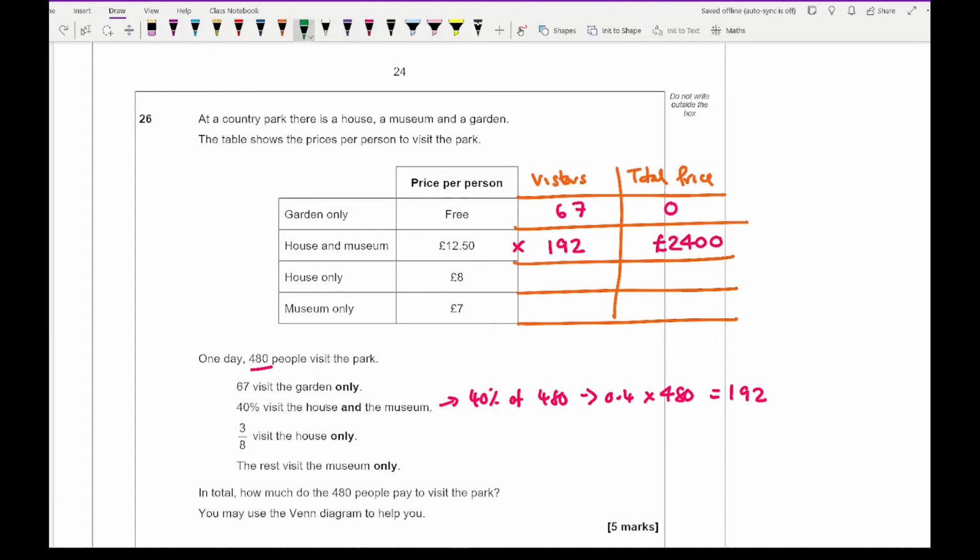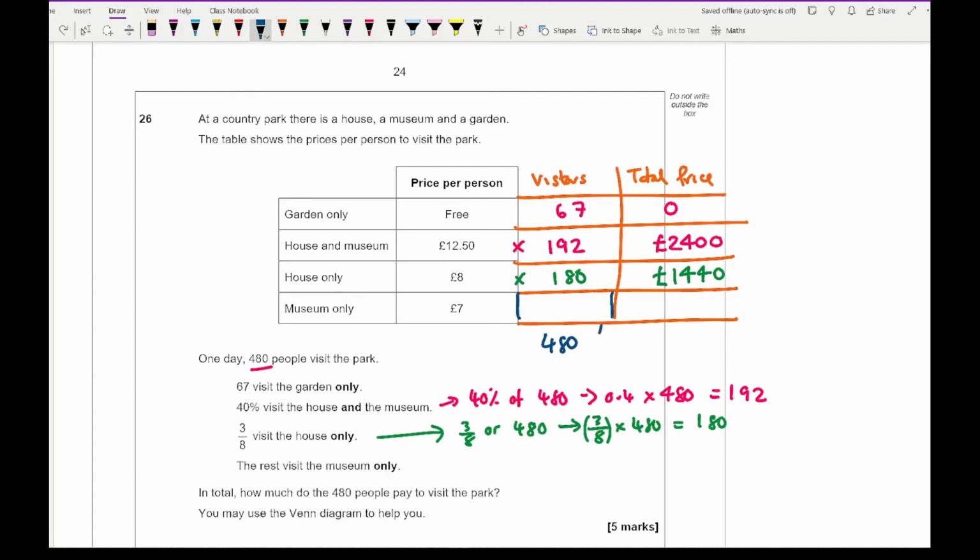Then I've got to do 3/8 of 480. So for that, I type 3/8 into my calculator as a fraction or a division, multiplied by 480, and that should give me an answer of 180. And then multiply those numbers together and I get 1440. Now after this, we can then work out that there are 480 people altogether.